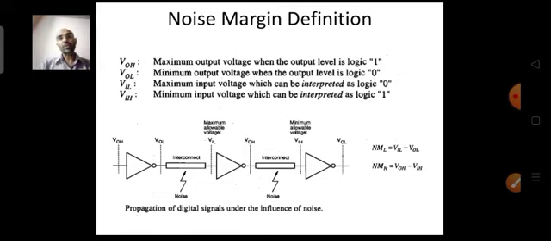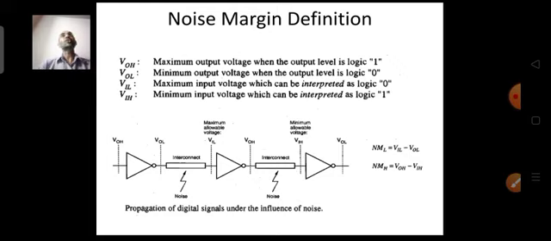If we want to calculate the noise margin on the lower side, we define it as NML. The noise margin is usually denoted by NM, and L is for the lower side. NML is defined as VIL minus VOL. Why VIL minus VOL? That we will see later on, but this is how we define the noise margin. On the higher side, the noise margin is denoted as NMH, and you can calculate it by this formula: VOH minus VIH.